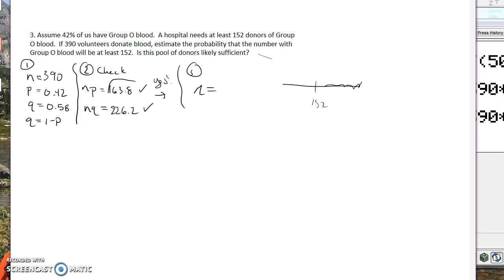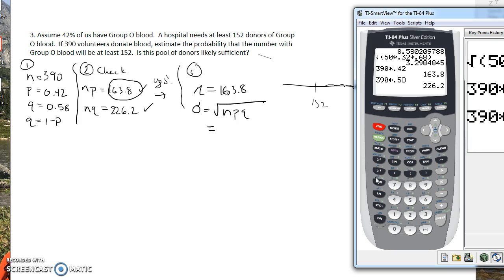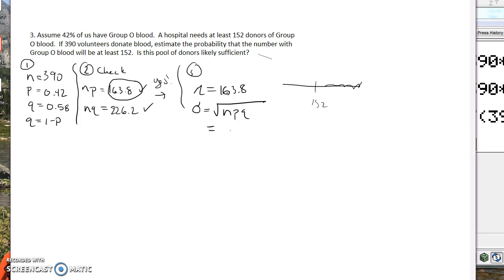Well, the mean is n times p. We already did that, so we know that is 163.8. We need to go find that standard deviation. Remember, we find the standard deviation by doing the square root of npq, which would be the square root of 390 times 0.42 times 0.58, which is 9.75. So my standard deviation is 9.75.